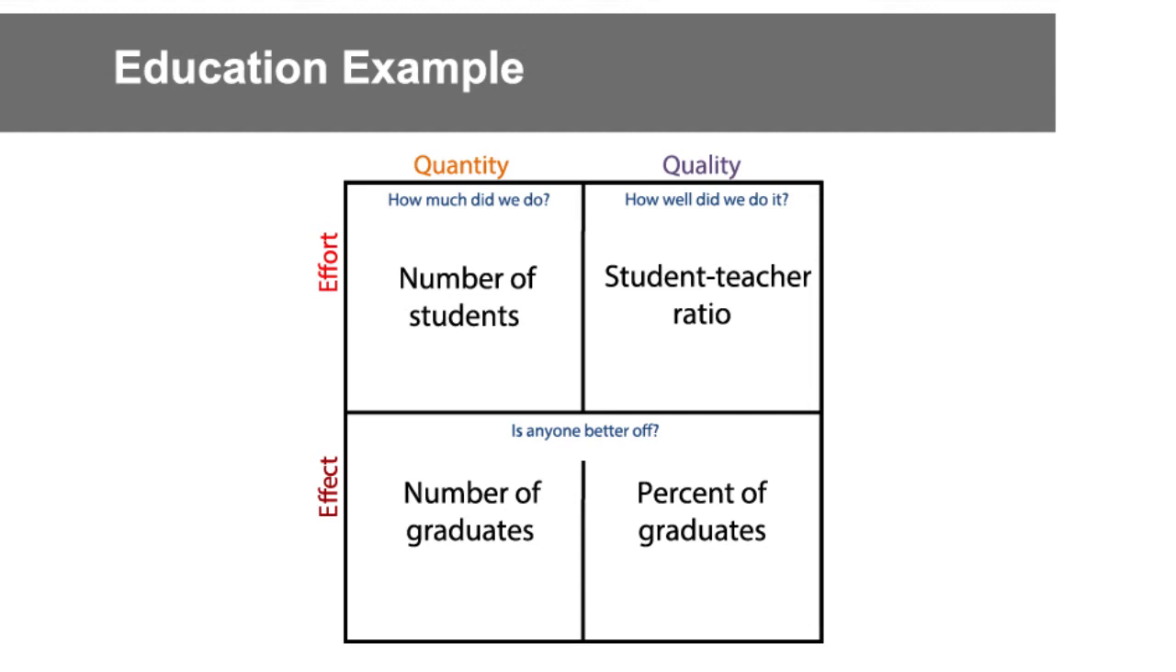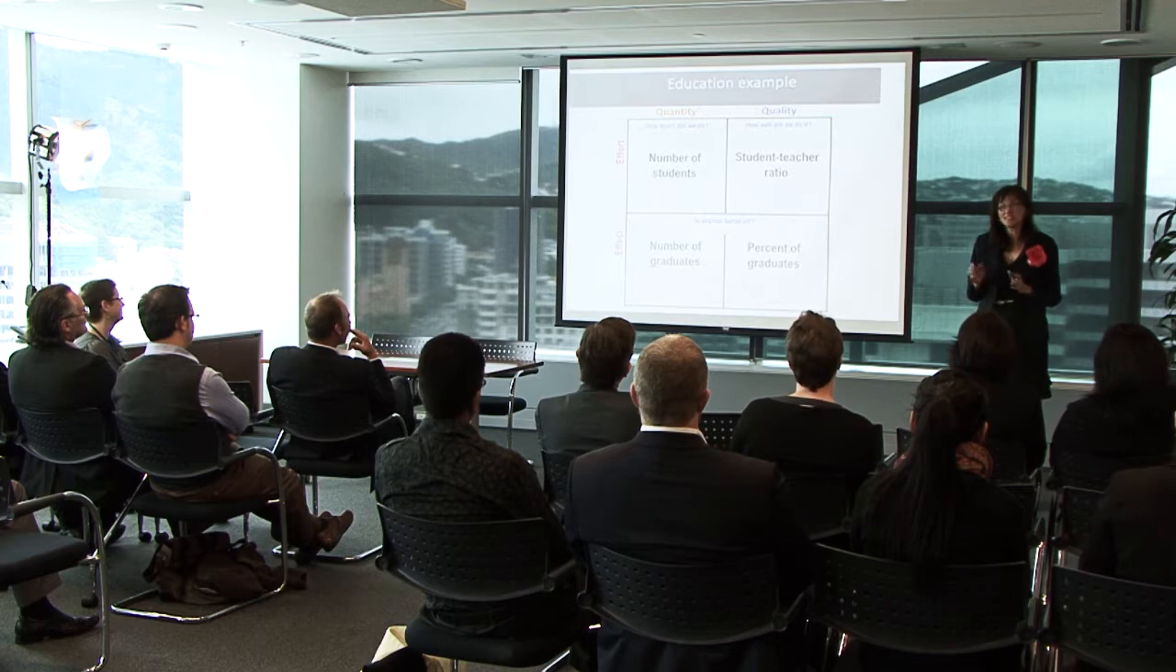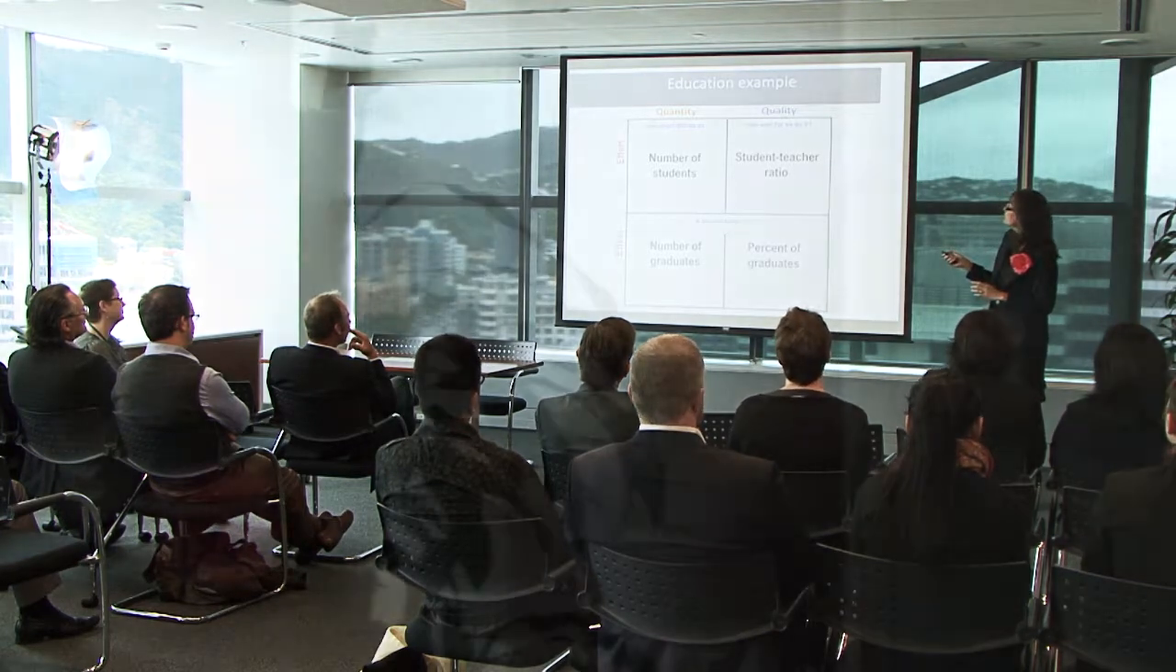So this is some kind of education institute or provider, for example. How much did we do? The quantity of our effort, number of students. Okay, so the students are the clients of this particular provider, number of students. We always want to know how many clients we have. Quality, how well did we do it? The quality of our effort. One example of a quality measure, for example, might be the student-teacher ratio. Just depends on who you talk to, but remembering it's just an example today. So student-teacher ratio could be an example of a performance measure related to how well did we do it? What was the quality of our work?